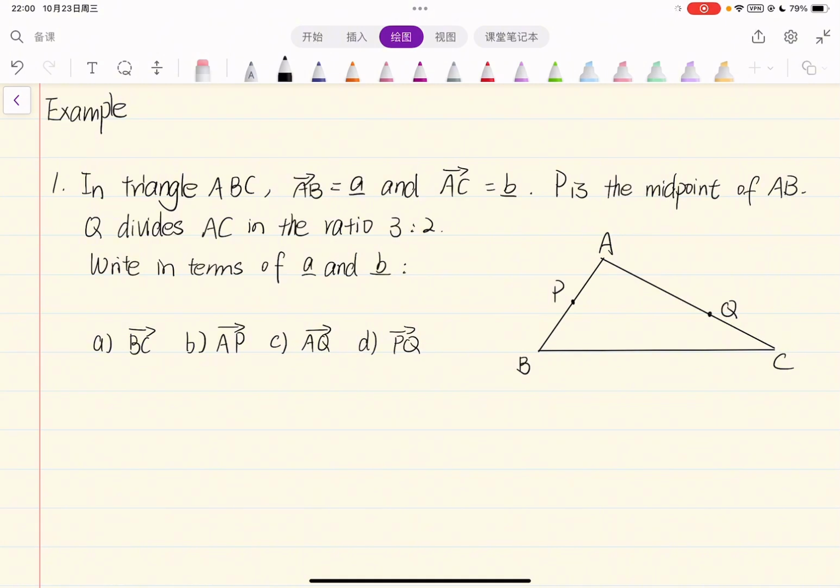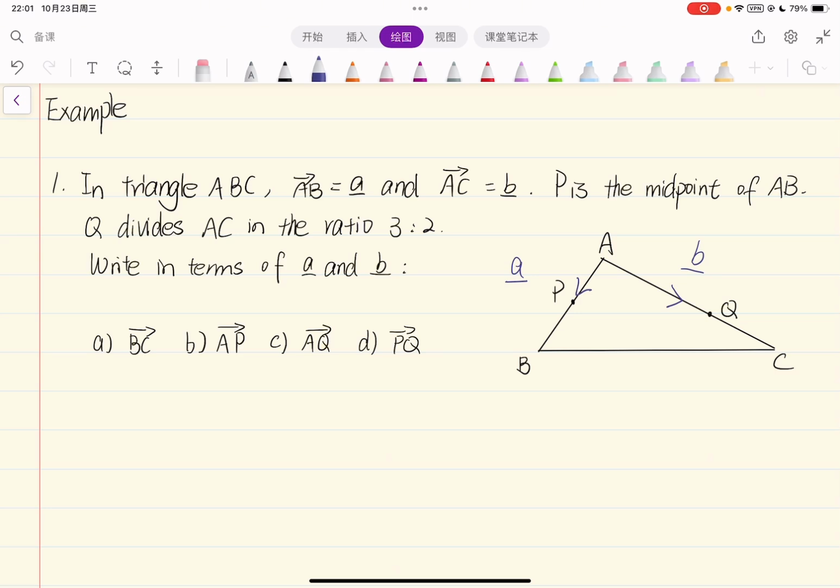Now let us do some example questions. The first question says in triangle ABC, we have the vector AB equals vector A, so starting from point A to point B, that is vector A, and vector AC equals vector B, so starting from A to C, we have vector B. P is the midpoint of AB, so P is half the length of AB. Q divides AC in the ratio 3 to 2.